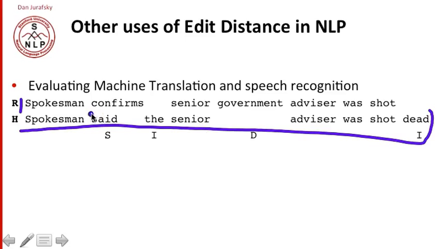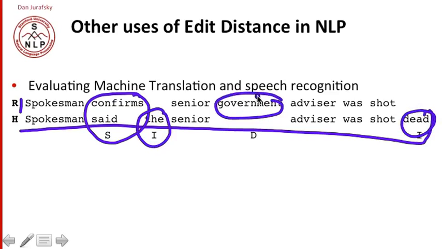So we can measure the difference between these two by saying how many words changed. Confirms was substituted with said. Words that were inserted, the, and words and dead. And words that were deleted, government. So it's a way of measuring how good our machine translation is by comparing it to humans.